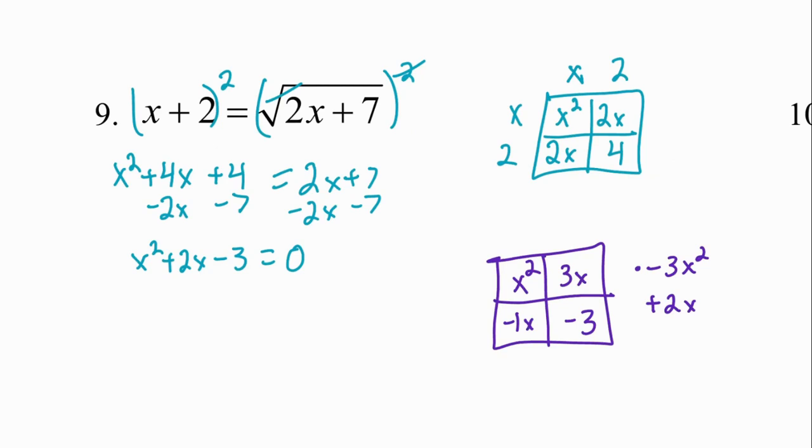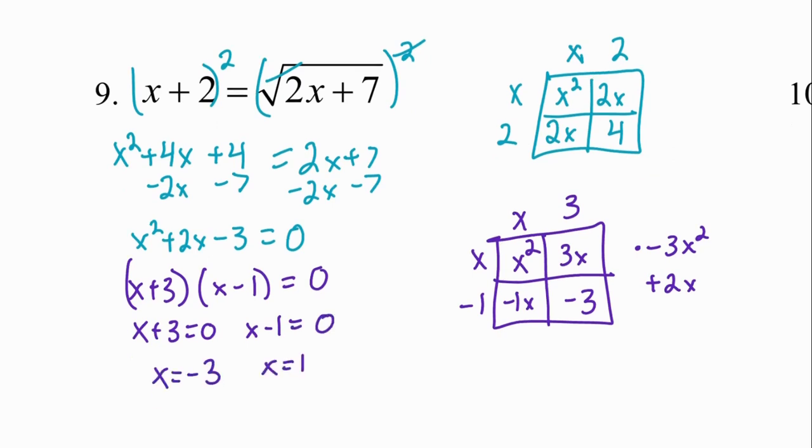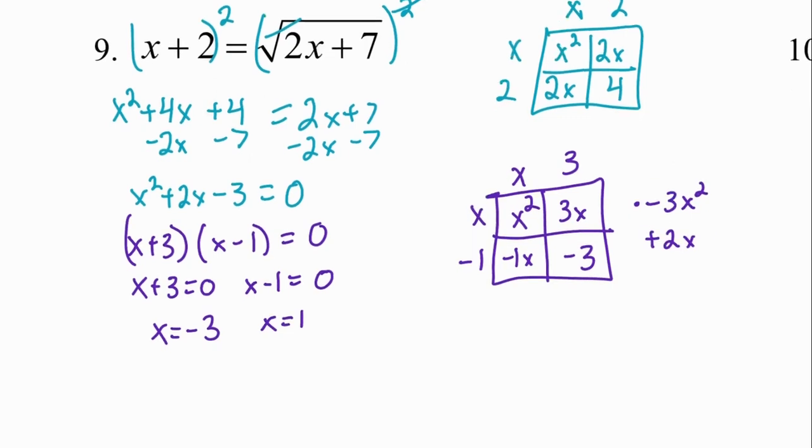So out of the first column, I can take out an x. Out of the second column, I can take out a 3. First row would be an x, and second row would be a negative 1. So I would say x plus 3, x minus 1 equals 0. And then again, I'd set each of those equal to 0, and I'd solve. So my two possible answers are negative 3 and positive 1. So then I need to go ahead and check those.